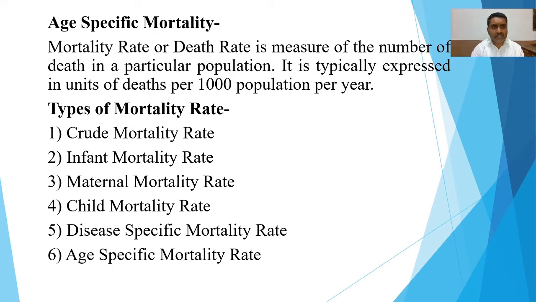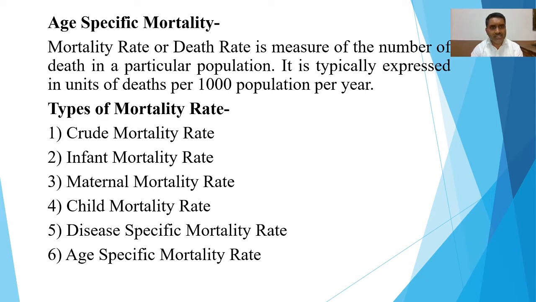Age specific mortality rate. First of all, see what mortality rate is. Mortality rate or death rate is a measure of the number of deaths in a particular population. It is typically expressed in units of deaths per 1000 population per year. Suppose there is a population of 10,000 in an area, and out of this, 1000 people die, that is called a 10% death rate of that particular region in a particular year. So according to this we can calculate age specific mortality.